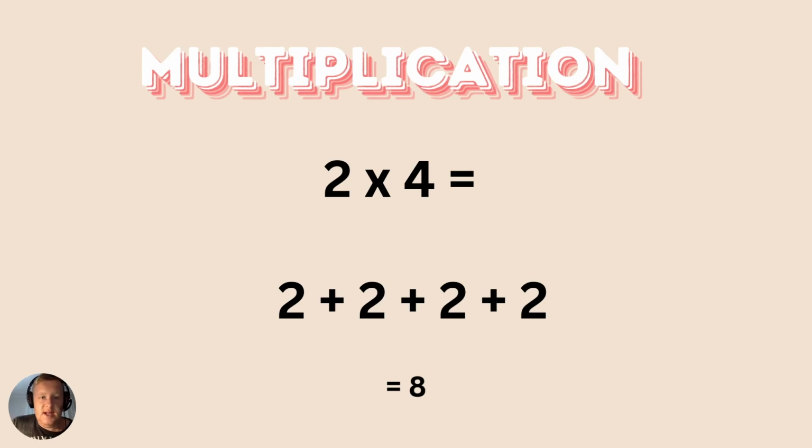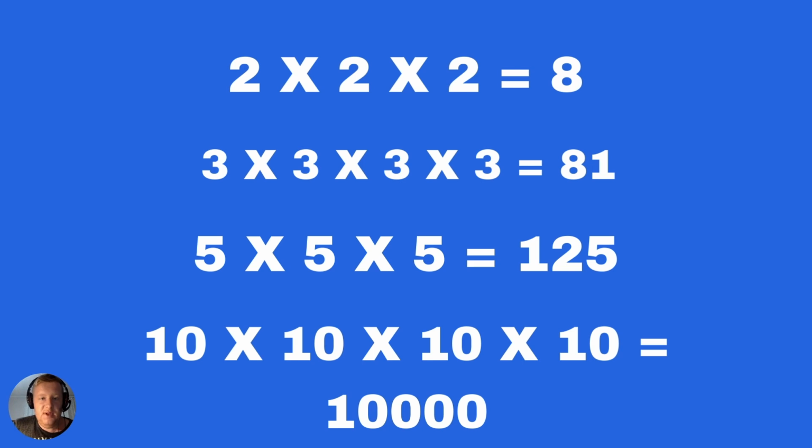Indices is basically a repeated multiplication. In multiplication, 2 times 4 would equal 2 plus 2 plus 2 plus 2, and that'll make 8. You could also do a repeated multiplication like this: 2 times 2 times 2 would equal 8, or 3 times 3 times 3 times 3 equals 81, and so on.